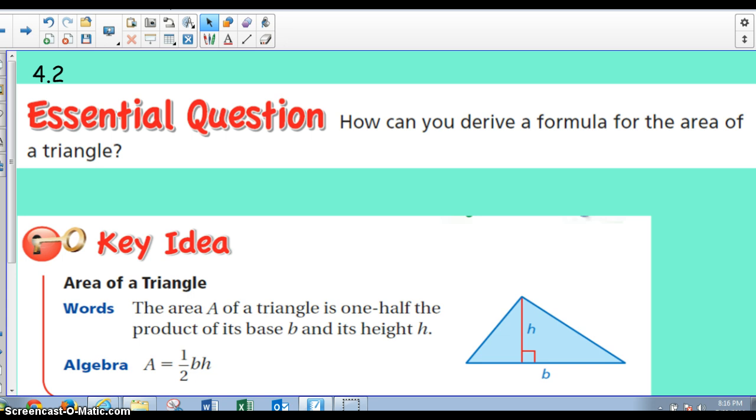So notice it says product, so you know that you're using multiplication. So the area equals 1/2 base times height. Pause the video, put the words in the algebraic expression plus the drawing in your notes, and come back.